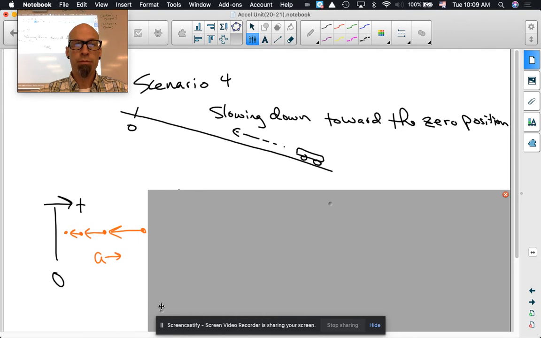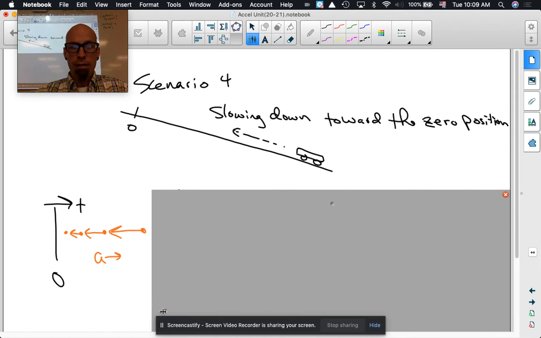So, motion map. Starting with a positive position, traveling toward the 0 position, and slowing down. The XT graph should start with a large negative slope and then change to a 0 slope. Starting with a large negative slope, changing to a 0 slope. So that would look like this.